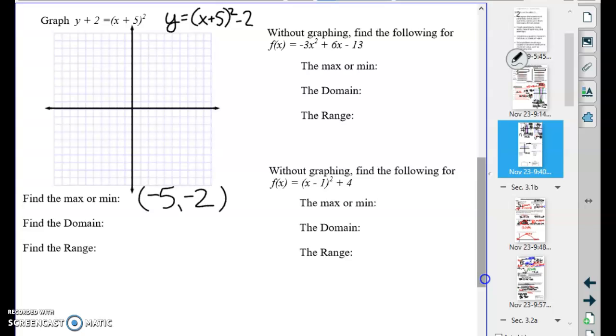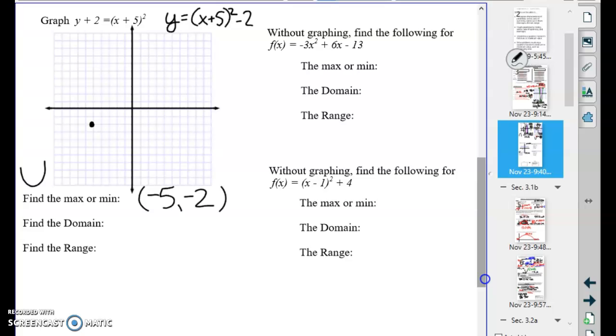And is it a max or min? It's a min because up front there's nothing, which means there's a 1 out front, so it just opens like that. Well, if that's the case, I know negative 5, and then 1, 2, 3, 4, 5, down 2. There we go. Now, in this case, because you know a lot about how to graph things, do you notice that there's no stretch in front?